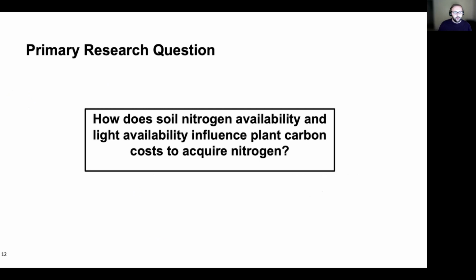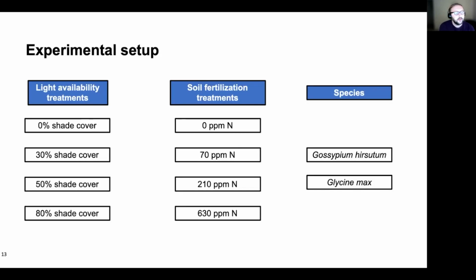So in the context of the last couple of slides and potential sources of variation in carbon costs to acquire nitrogen, we were interested in understanding how soil nitrogen availability and light availability influence plant carbon costs to acquire nitrogen. To do this, we set up a greenhouse experiment where we grew Gossypium hirsutum, which I'll reference from this point forward as cotton, and Glycine max, which I'll reference from this point forward as soybean, under 4 light levels and 4 soil nitrogen levels in a full factorial random block greenhouse experiment.